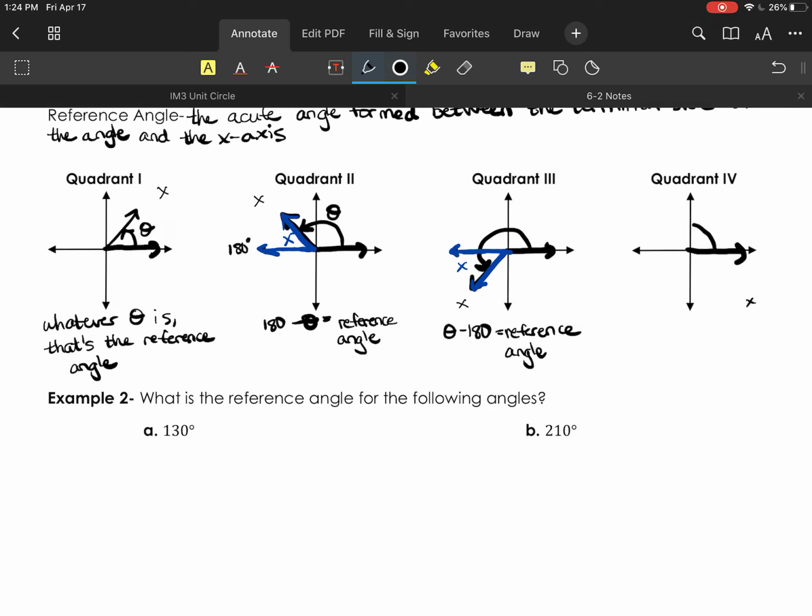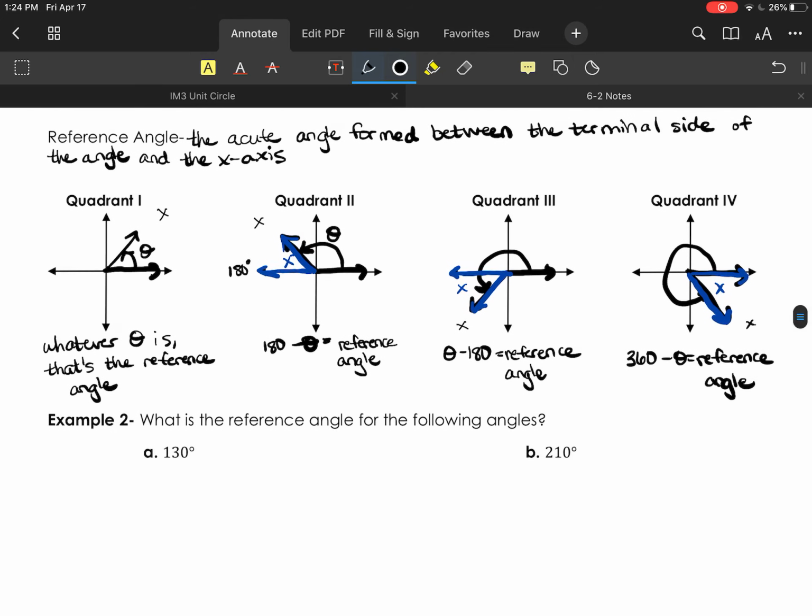Then lastly, in your fourth quadrant, you might have an angle that looks something like this. Opens up all the way down there. Now to find my reference angle, I'm looking at my terminal side compared to my x-axis. So now your reference angle is actually there. So to find your reference angle when the angle's in the fourth quadrant, you take 360, so the whole degree measurement around, minus your theta. And that's going to give you your reference angle. I'm going to practice using these in the next part.